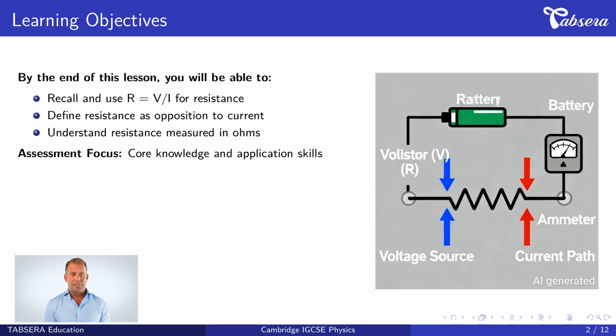Second, define resistance as opposition to current flow. This definition explains why some materials allow electricity to flow easily while others resist it. Third, understand that resistance is measured in ohms, named after German physicist Georg Ohm. These objectives align with Cambridge IGCSE assessment objectives, focusing on core knowledge and practical application skills.